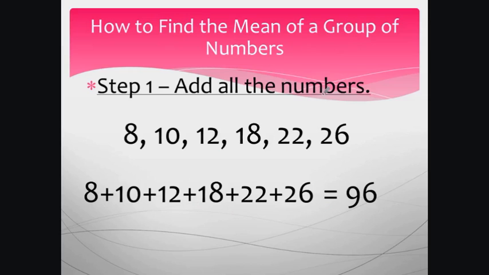First, we add up all of the numbers. So here we have a different set of data. We're going to add up all the numbers. These are the add-ins. So we're going to add 8 plus 10 plus 12 plus 18 plus 22 plus 26 to equal 96. That is the sum of all of our add-ins.